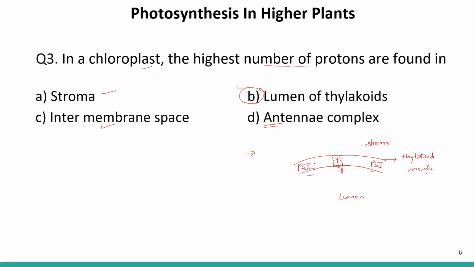So what happens? As the electrons flow, protons are transported from the stroma into the lumen, and there is accumulation of the protons in the lumen. A proton gradient is created across the membrane. That's why there is the highest number of protons in the lumen of the thylakoids. And here there is acidic condition due to the accumulation of the protons.